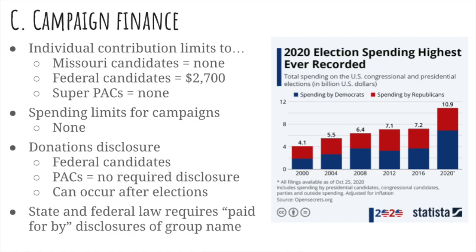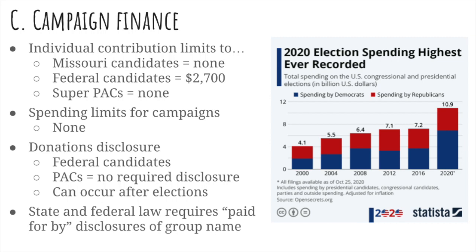Okay, on to some nuts and bolts regarding campaign finance. In terms of individual contributions, you can give unlimited amounts of money to candidates in Missouri. So if you want to support a candidate for Missouri governor, you can spend as much money as you want. Now, it has to be disclosed, but it's unlimited. In terms of federal candidates, folks that are running for the U.S. Congress, the U.S. House and Senate, presidential candidates, and so on and so forth, you can spend up to $2,700. And remember, you have unlimited amounts of contributions you can give to super PACs who don't have to disclose where that money is coming from.